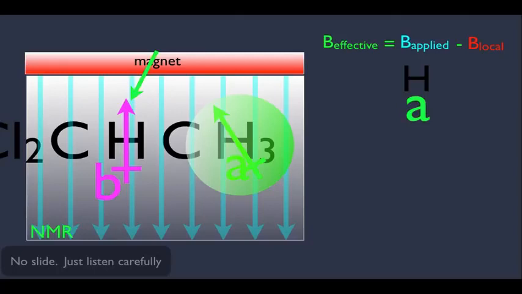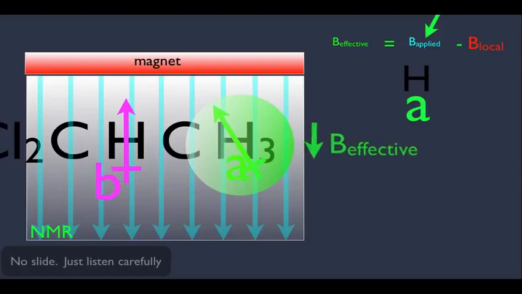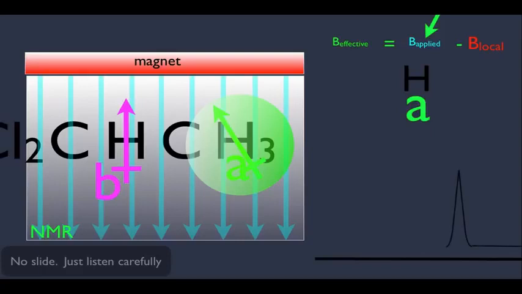If it's going against it, then notice in our equation, the B applied would be lessened. And lessening the applied field would cause the A hydrogen to have a lower B effective. And remember our principles from before, if you have a low B effective as a hydrogen, you are going to require less energy to bring you into resonance, and that means the more upfield your peak is going to appear. So let's look at the NMR spectrum here, and let's place this situation on it. Let's say that this peak right here is for this particular situation.